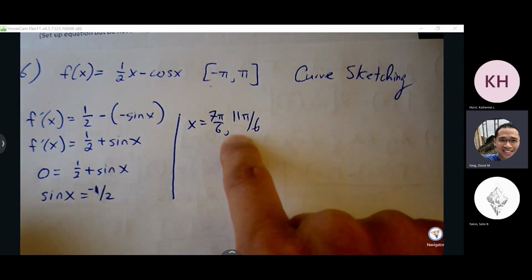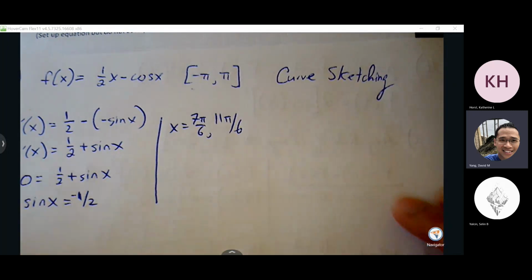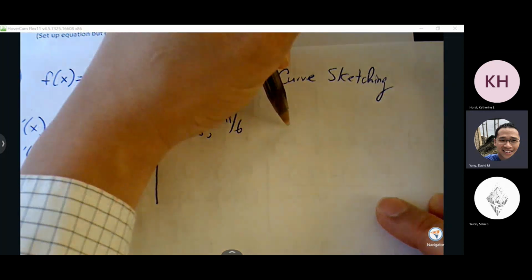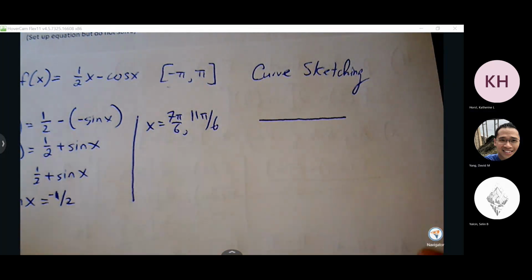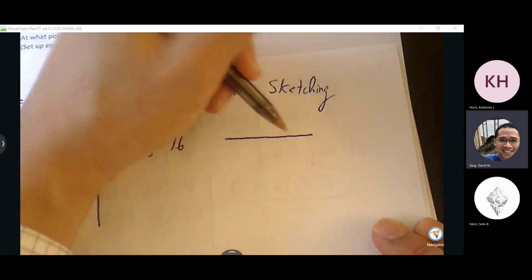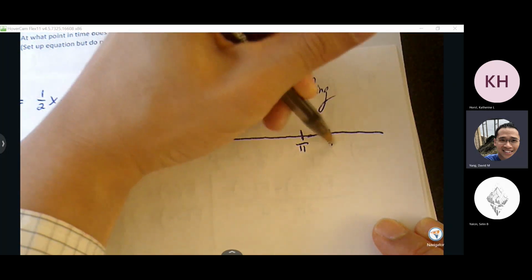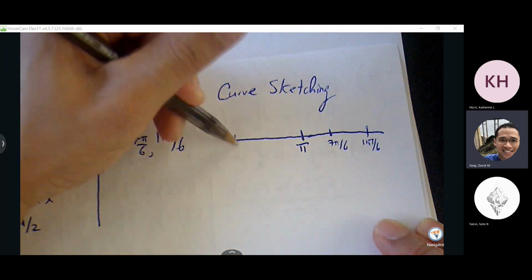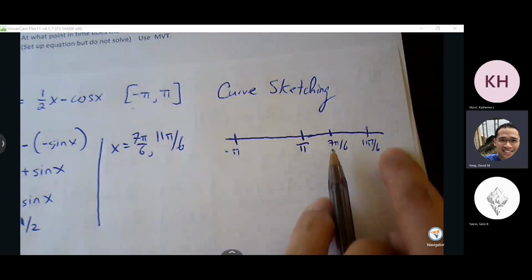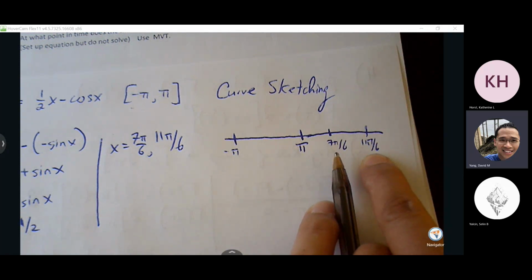Now the problem is that this is normally fine if it's from 0 to 2 pi, but our interval is from negative pi to pi. So let's think about our number line here. Pi is over here. 7pi/6 is outside of my interval, and so is 11pi/6. I need to land between negative pi and pi, but I can always find coterminal angles by subtracting 2 pi.